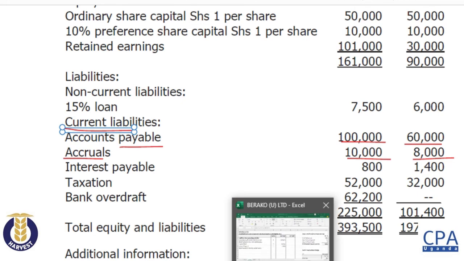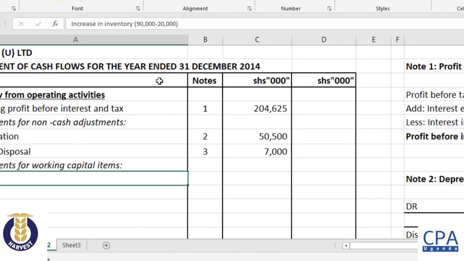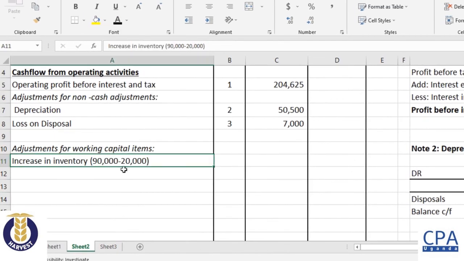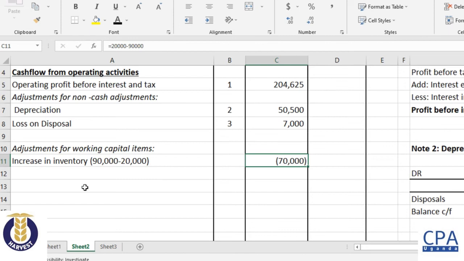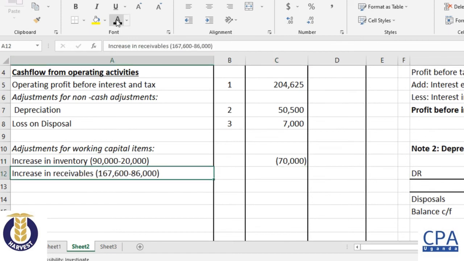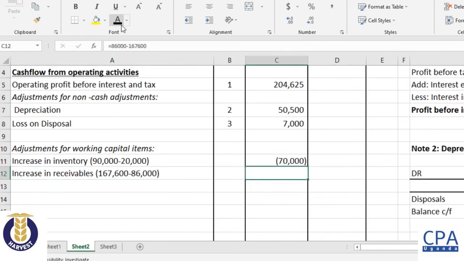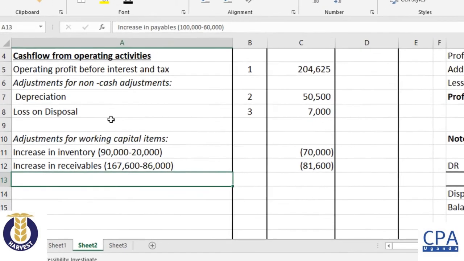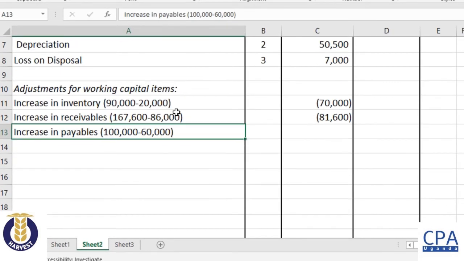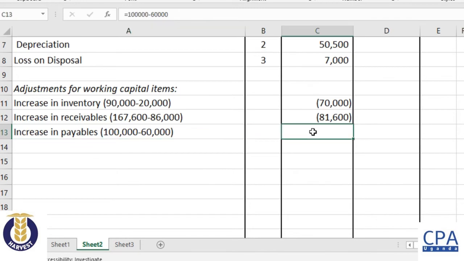So moving to our cash flow statement, as we have just observed, beginning with the inventories, you can still calculate the difference on the face of the cash flow statement. That is okay, you get the marks. So we have 90 minus 20, an outflow of 70 million. And again, we have seen an increase in receivables, 167.6 million minus 86, an outflow of 81.6 million. Then we have an increase in payables, 100 million minus 60 million, an inflow of 40 million right there.